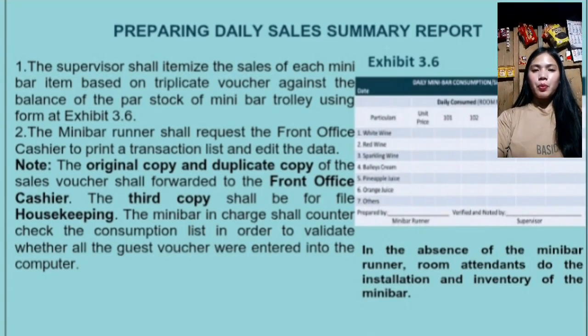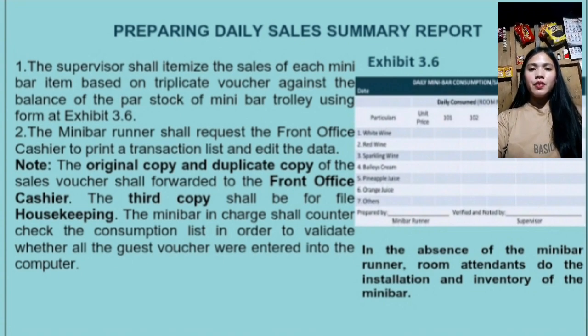Preparing daily sales summary report. The supervisors itemize sales of each minibar item based on triplicate vouchers, comparing them against the par stock using this example. The minibar runner requests a transaction list from the front office cashier, edits the data, and forwards the original and duplicate copies to the front office cashier. The third copy is filed in housekeeping for cross-referencing with the consumptions list. This ensures all guest vouchers are entered into the computer. If the minibar runner is unavailable, room attendants handle the installation and inventory of the minibar.